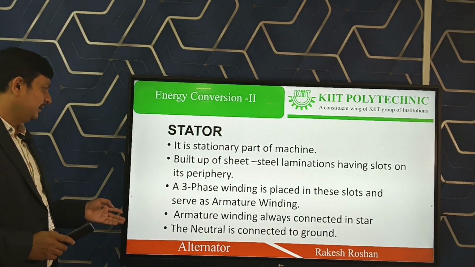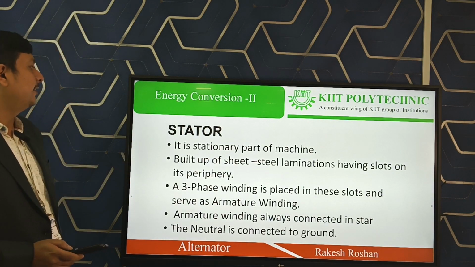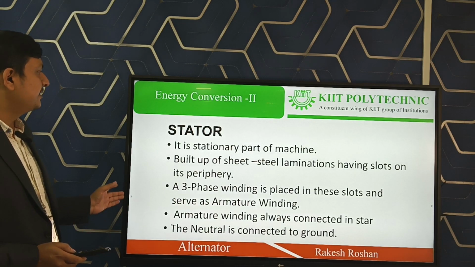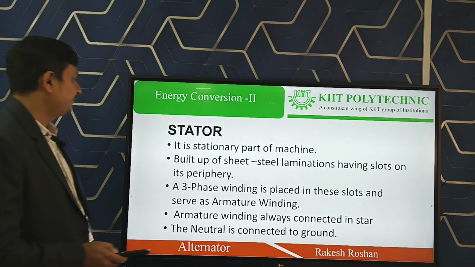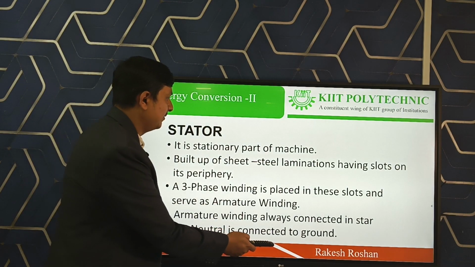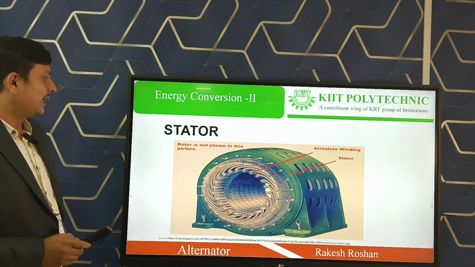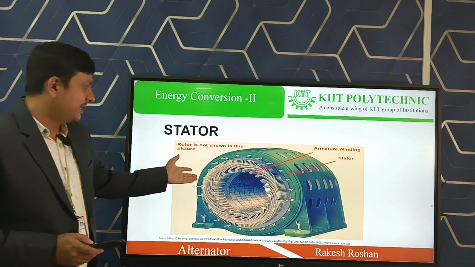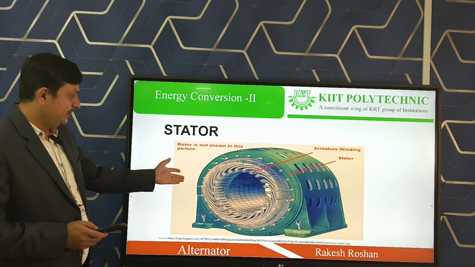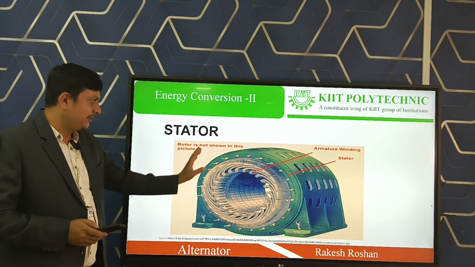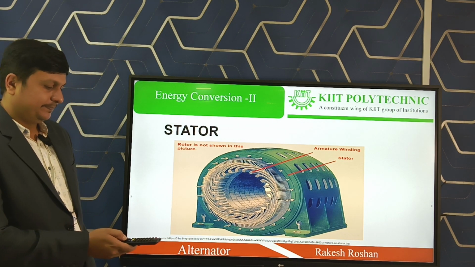Now the points regarding the stator. We have already discussed all those points. The second point: it is built out of sheet steel lamination having slots in the inner periphery, and all those points we have already covered. This is the actual diagram of a stator. We can observe that this is a slotted structure in which the three-phase armature windings are placed.